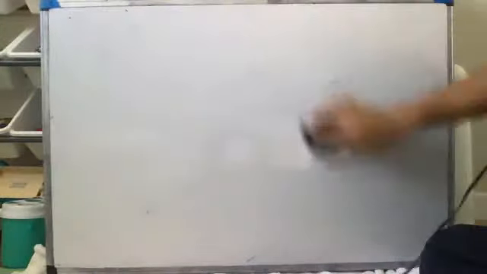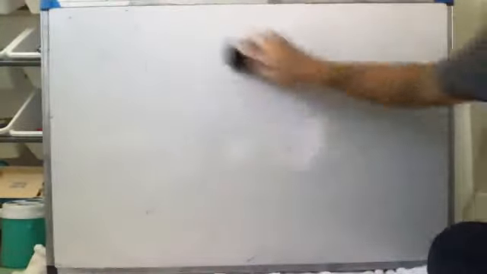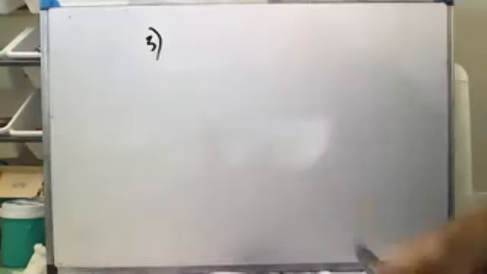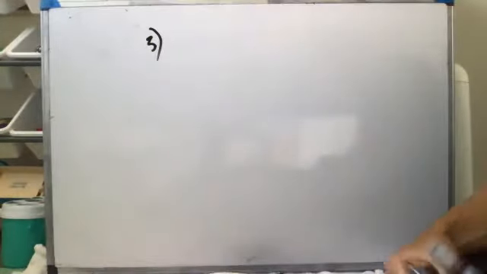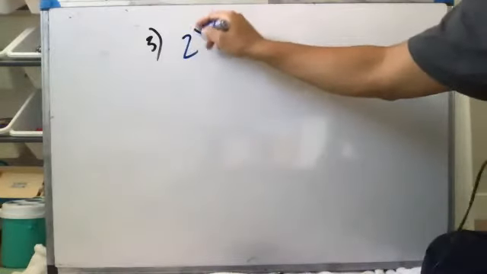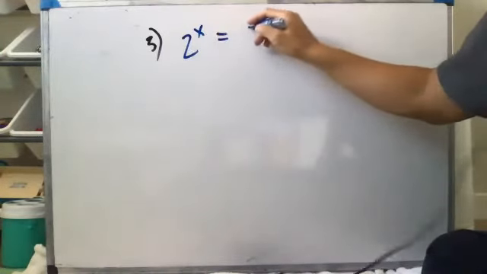If you look at the instructions, all it says is we want to rewrite our equation so that the bases match up. And once the bases match up, then I just set the exponents equal and solve. I'll show you what that means. So let's look at number 3. We're looking at 2 to the x equal to 8.